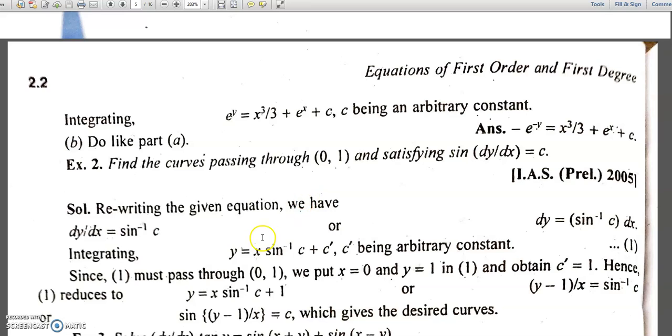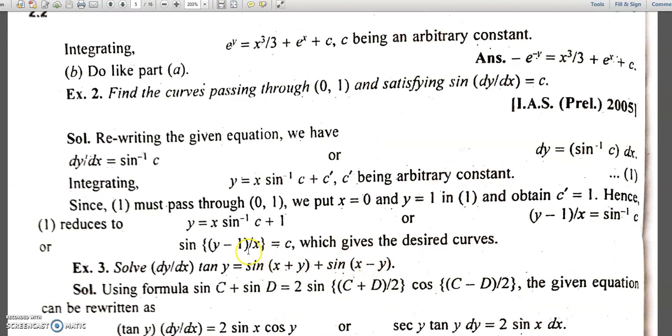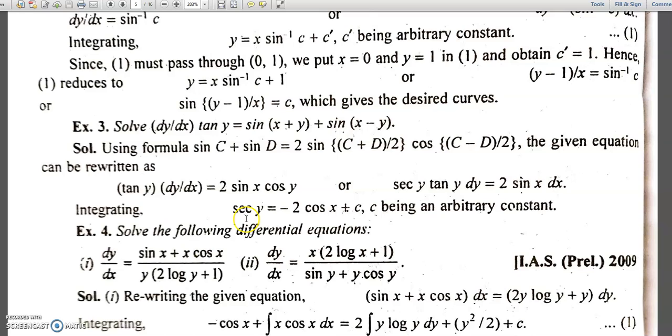So if we put x = 0 and y = 1, what we get? c' = 1. So y = x sin⁻¹c + 1. So what we get? (y - 1)/x = sin⁻¹c. So sin((y - 1)/x) = c. So that is your desired curve. Okay, next, see this problem.